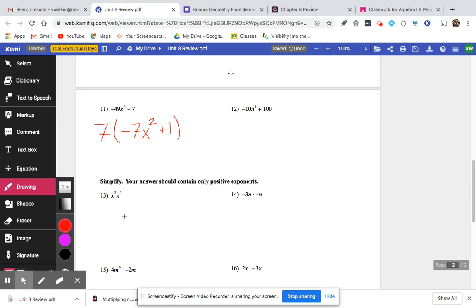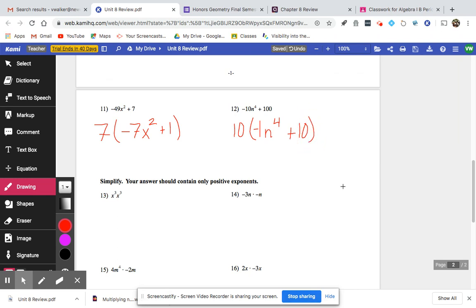All right, number 12. Negative 10 n to the 4th plus 100. Not all of them have an n, so I'm looking at common numbers now. 10 and 100, I know a 10 can go into both of them. Now, when I start factoring, I have a 1 n to the 4th in there, specifically a negative 1 n to the 4th. Again, that 1 is not necessary, but you do need to have the negative sign in there. So negative 1 n to the 4th plus 10. 10 times 10 is 100.